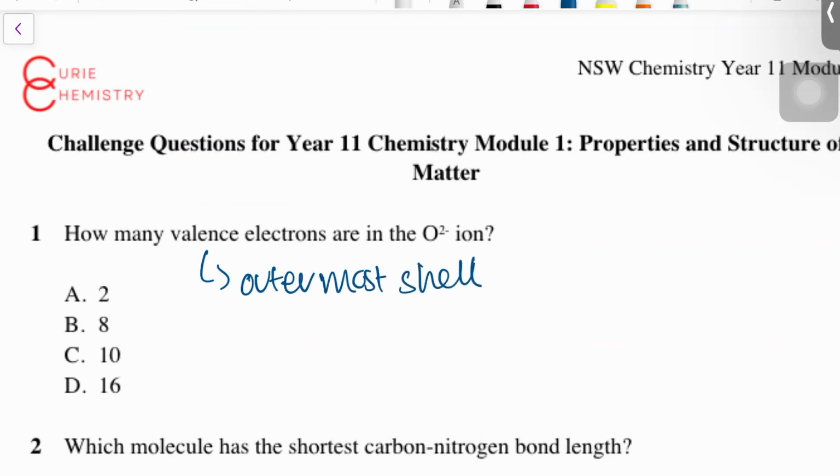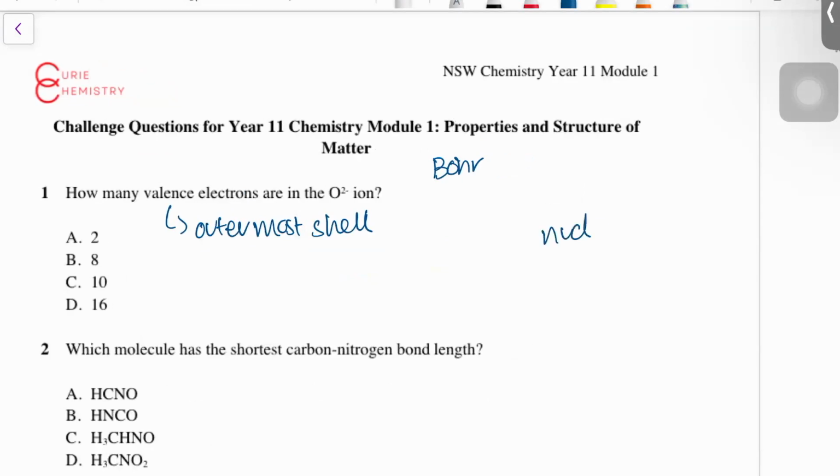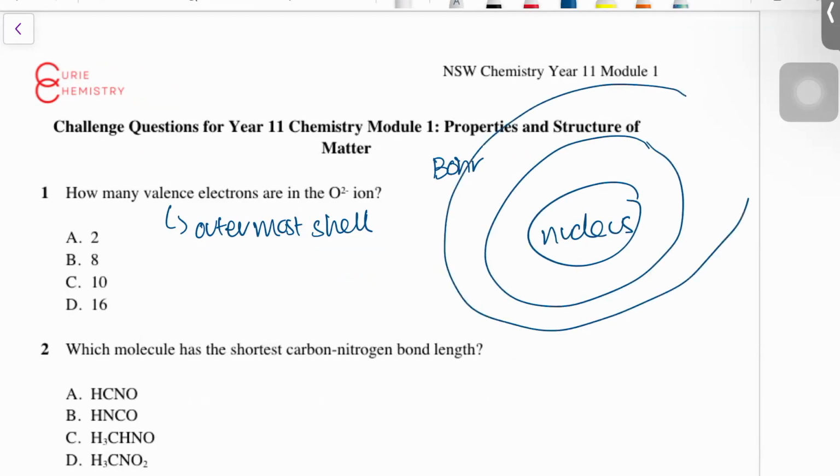When you learned about the model of the atom, the structure that you learned was called the Bohr model. The Bohr model is the idea that there's a nucleus in the middle, and then you have your energy levels surrounding it, and the electrons orbit around the nucleus, yeah? That's the basic structure of the atom.